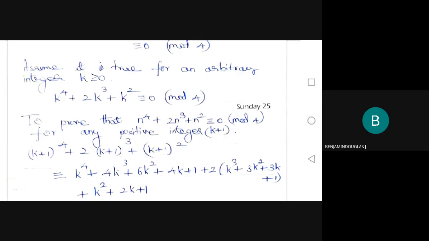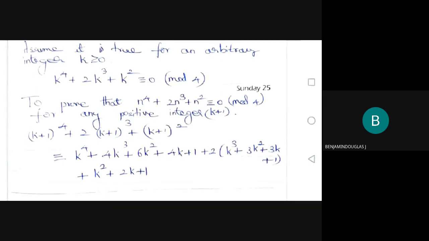You know the formula a plus b the whole cube is a cube plus 3a square b plus 3ab square plus b cube. Then the last one, k plus 1 the whole square, is of the form of the algebraic identity a plus b the whole square, that is a square plus 2ab plus b square. Here k is in the place of a, and 1 is in the place of b.